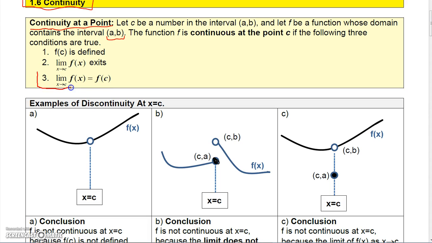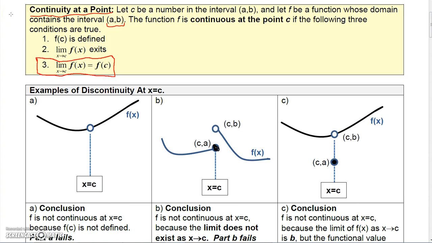The third condition basically says that condition number one and condition number two have to lead you to the same value. So, f of c has to equal some number, the limit of f of x as x approaches c has to equal some number, and if those two numbers are the same number, so if the limit is equal to the functional value, then we have continuity at the point c. Okay? So the best way to show you examples of continuity is to look at ways a function cannot be continuous at a point or at a value on the x-axis.